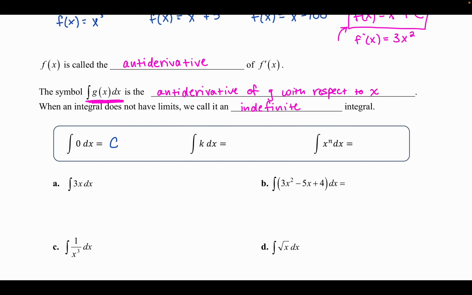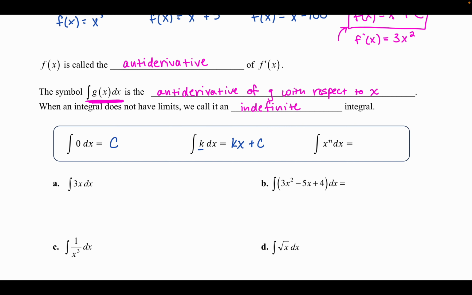What if, instead of 0, I have another constant, k? k is not a variable, it's just some number other than 0. The antiderivative of k is kx. However, it's not just kx, it's plus c. Think about taking the derivative of kx plus c. The derivative of kx is just k, and the plus c would be 0. So if you take the derivative of the right-hand side, you would get the part that's inside the integral.